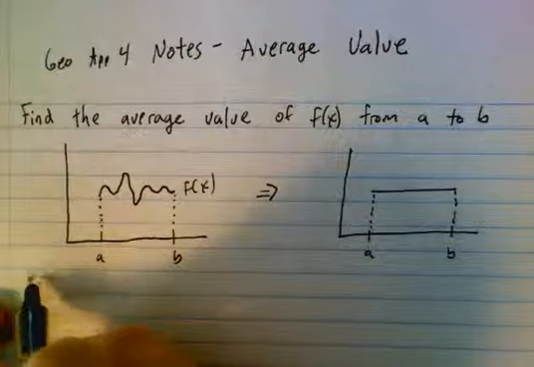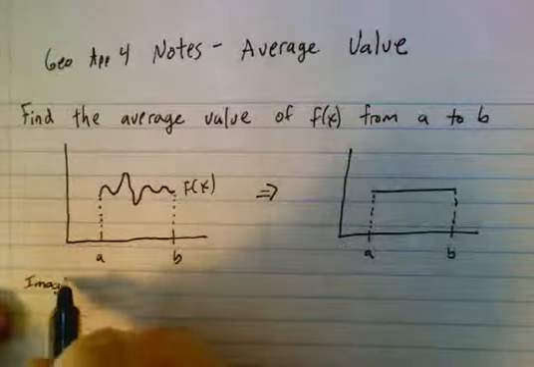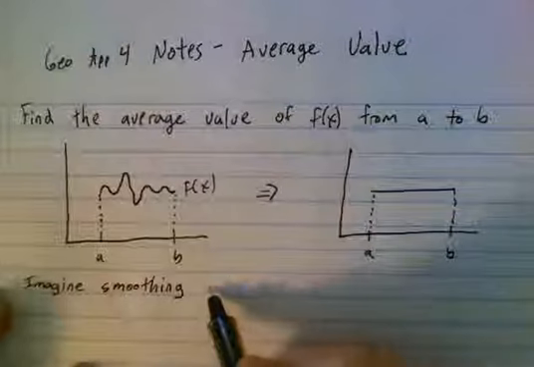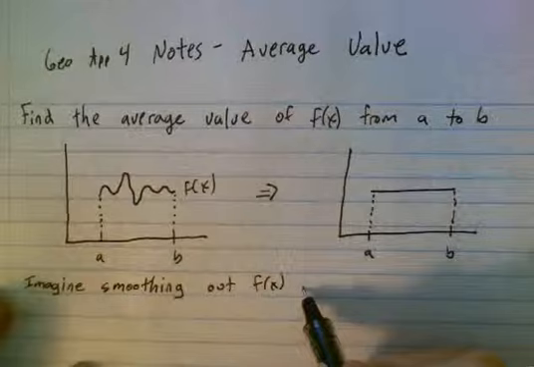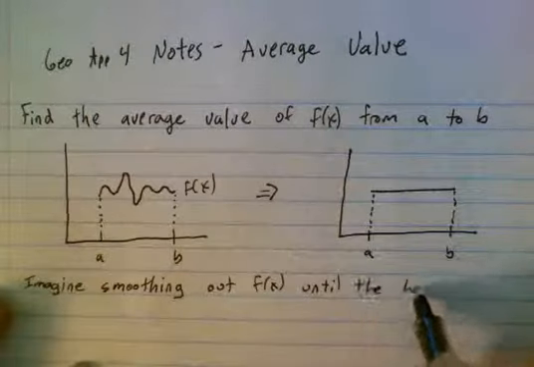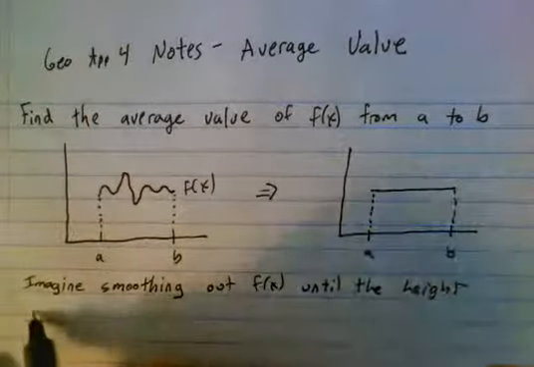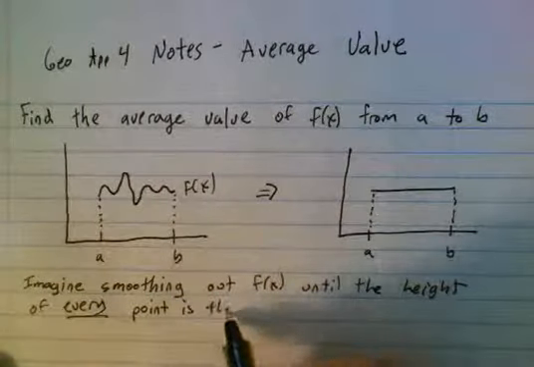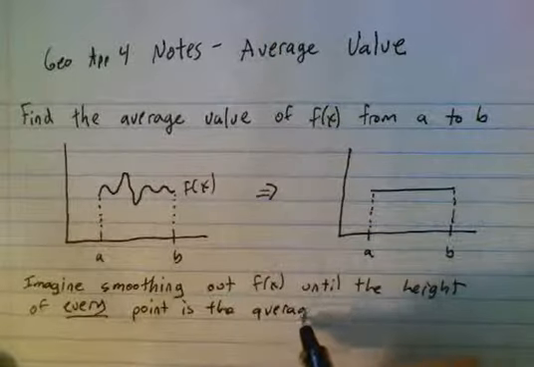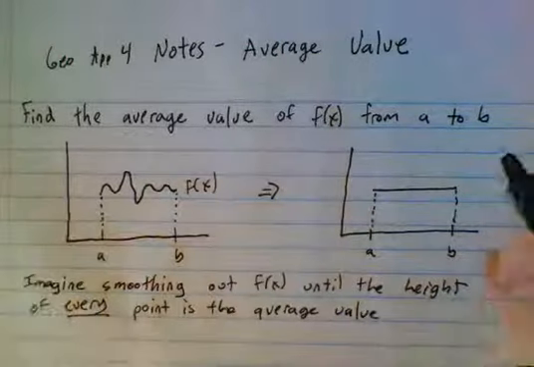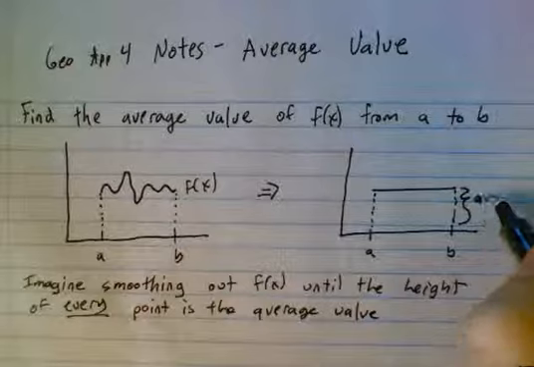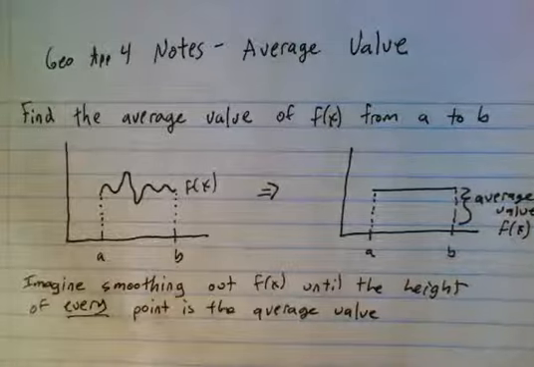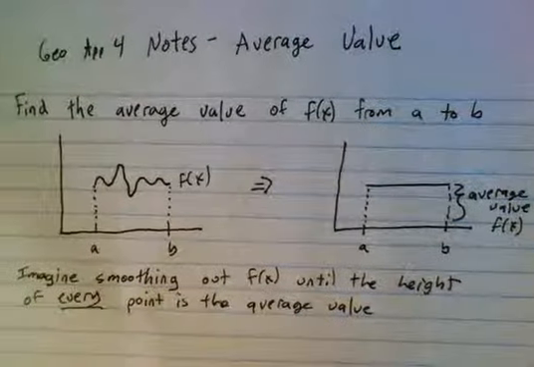So what we did is we imagined smoothing out f of x until the height of every point is the average value. So that means that this height right here is the average value of f of x.